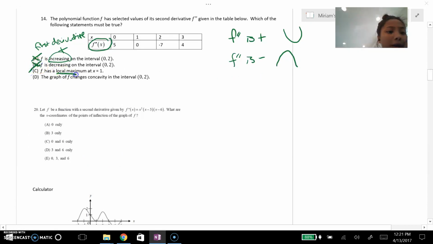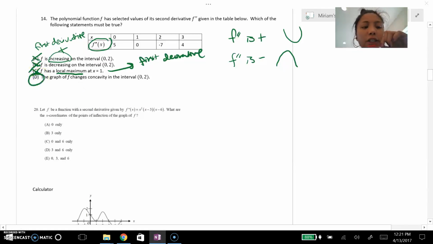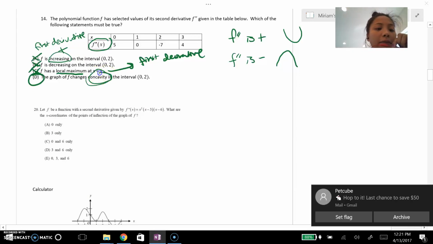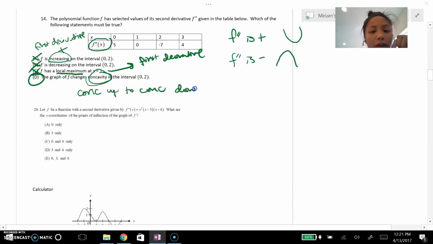C. F has a local maximum. Local maximum depends on the first derivative as well. We don't have that information. Which leaves us with D, the graph of F changes concavity in the interval. Meaning it changes from concave up to concave down, or concave down to concave up.